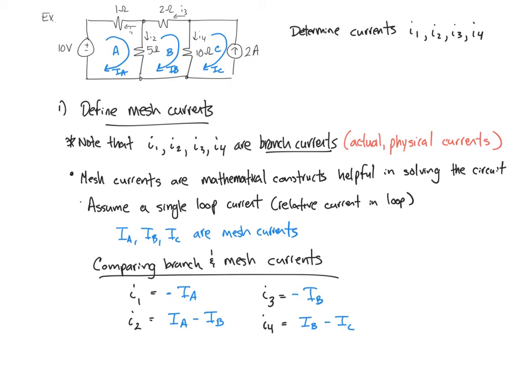So we can actually rewrite the 2 amp source as being made up of a single mesh current IC that is in the opposite direction as defined for the source. So we know that IC is going to be equal to negative 2 amps. So in fact, we only do not know IA and IB. So we've re-expressed I1, I2, I3, and I4 in terms of two unknowns, IA and IB.